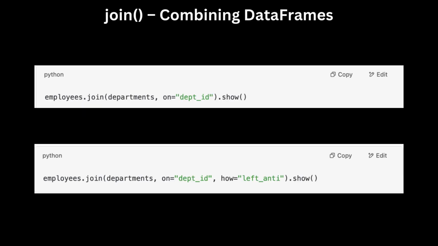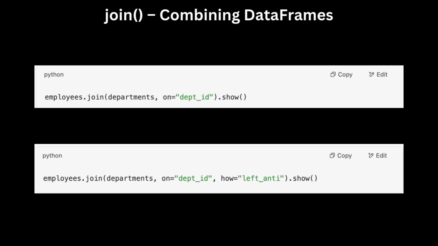In large-scale data processing, combining datasets is one of the most common and powerful operations you'll perform. And that's exactly what the join function in PySpark enables you to do. Joins help you enrich, filter, or restructure your data by merging two DataFrames based on common fields. Let's say we have two DataFrames, employees and departments. To join them based on the dept ID, the syntax looks like this. This performs an inner join by default, only returning rows where dept ID matches in both DataFrames.